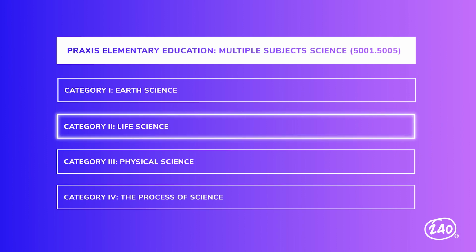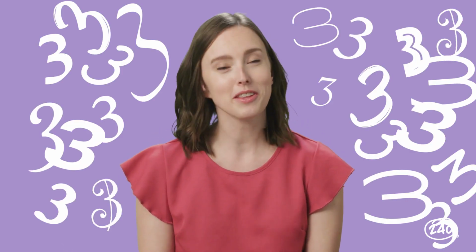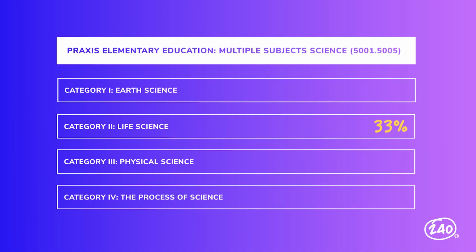Just like the earth and physical sciences, life science takes up roughly 33% of your exam. I mean, technically it would be 33.3333 and so on. So about 18 questions on your exam will come from category 2.